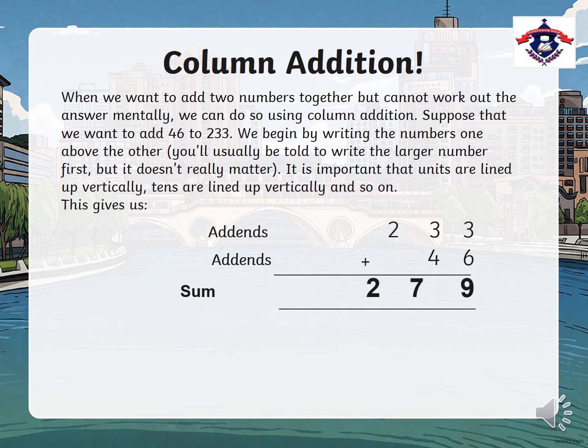After arranging the numbers, add all the digits in each column starting from the right hand side and then you have to regroup if needed. Keep in mind that when we add two numbers, they are known as addends and the result we get is the sum.